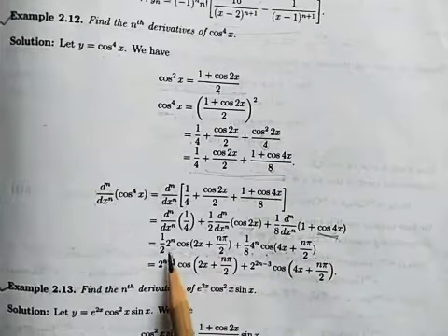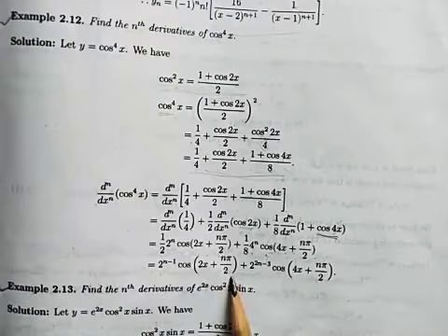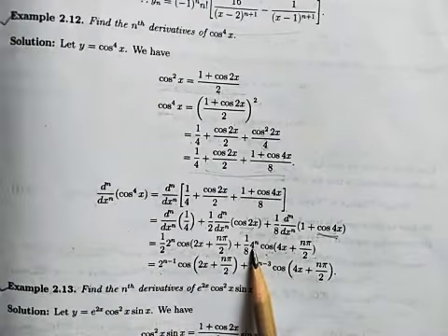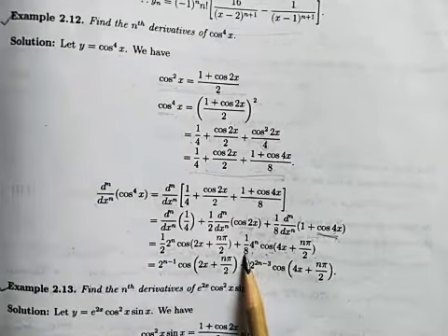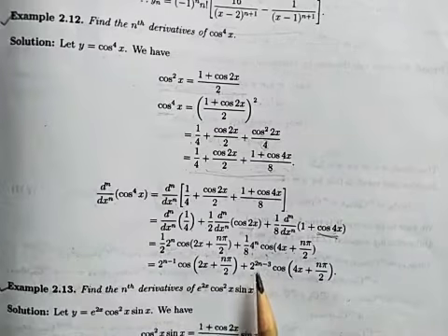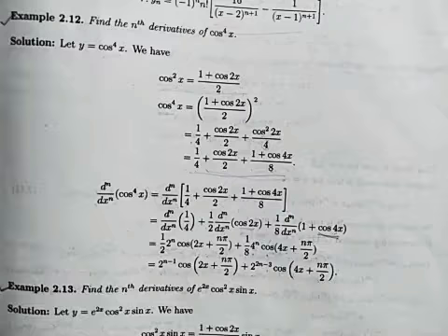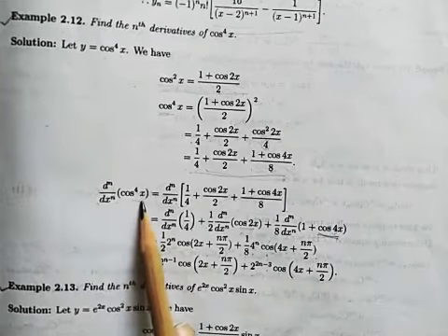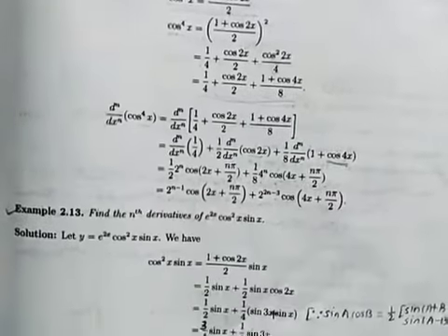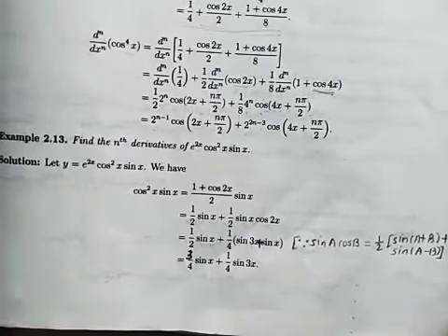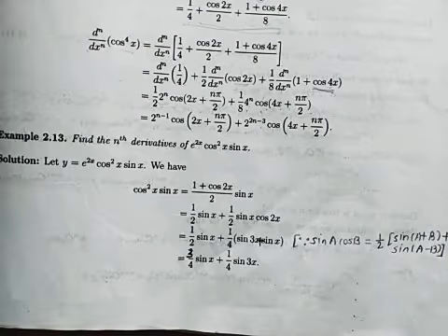By simplification, 2 raised to n upon 2 is 2 raised to n minus 1, this bracket as it is. Here 4 means 2 square, it can be written as 2 raised to 2n, and it is upon 2 cube, so finally it will be 2 raised to 2n minus 3 cos of 4x plus n pi by 2. So nth derivative of cos of 4x is this function. So in these examples we are using the standard formulas for nth derivative.